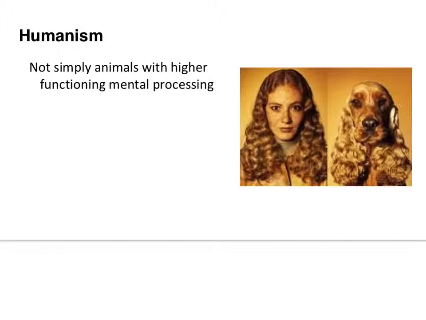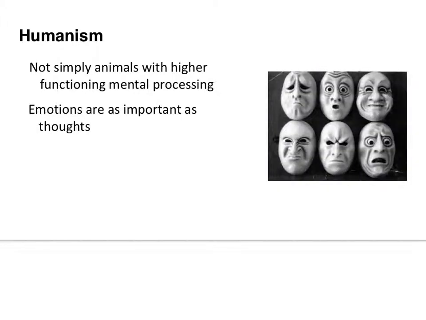A third theory that supports PBL is humanism, which advocates that human beings are not simply animals with higher functioning mental processing, but rather a species with unique attributes that must be considered when creating learning experiences. One of the most important principles of learning for humanists is that emotions are as important as thoughts. They have contributed significantly to the realization that human beings operate as much, if not more, on their emotions than on their knowledge and cognitive processing.